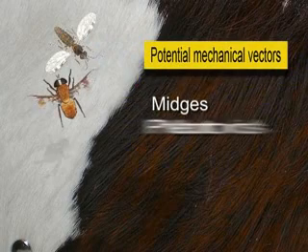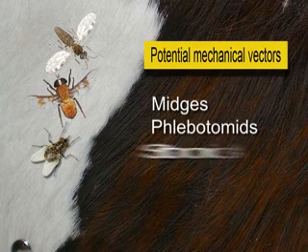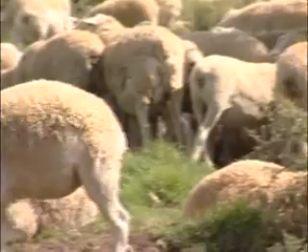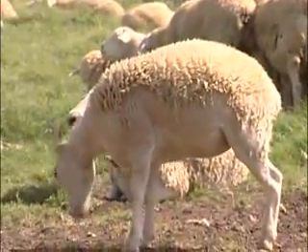Transmission in other biting insects, such as midges, phlebotomids, stomoxids, and simulids, is mechanical because of the high level of viremia in infected livestock. Contagion is not considered to be important in livestock.